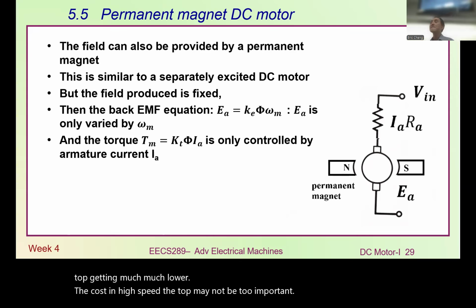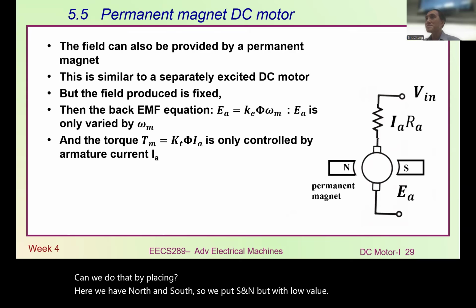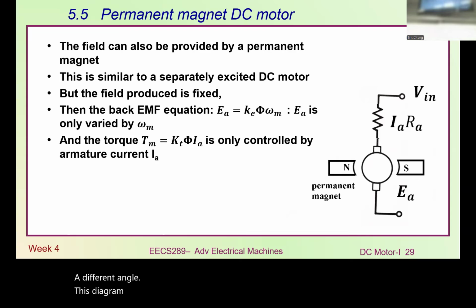Can we do that by placing, here we have N and S, so we put S and N, but with a low magnetic value, but we change the S and N direction, like a small S and N, but with a different angle, right? This diagram will give you the thinking, but in fact, in the real motor, the PM are fixed.